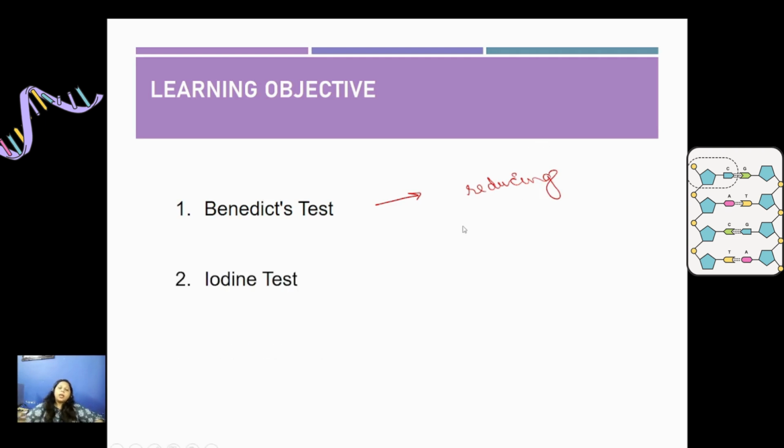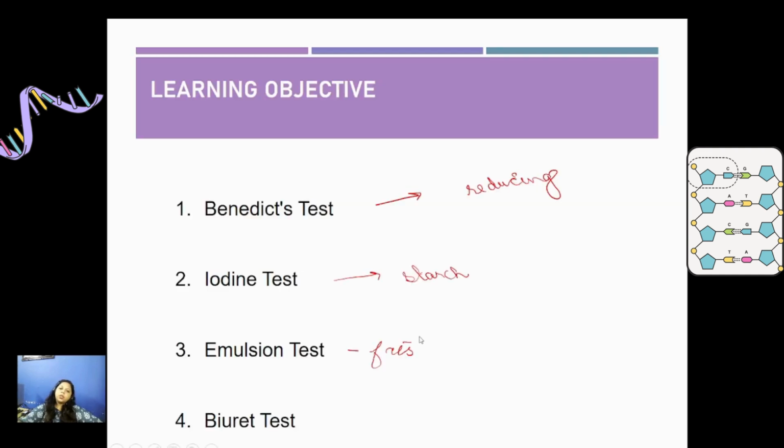And the second one is the iodine test, that is used to detect the presence of starch. And then the third one is the emulsion test, that is used to detect fats. And the last one is the biuret test, which is used to test whether protein is present or not. But keep in mind, when we talk about the biuret test, the protein should have a peptide bond.